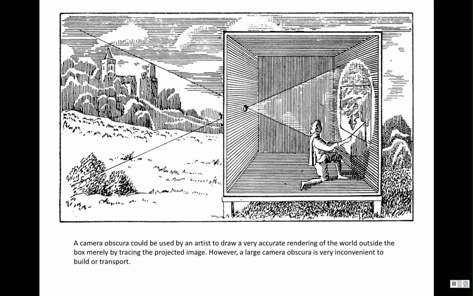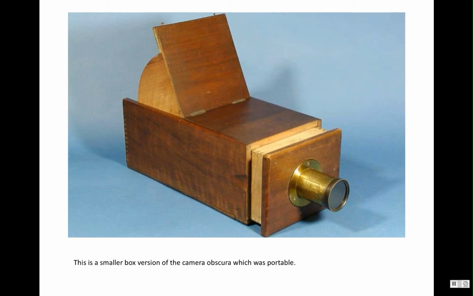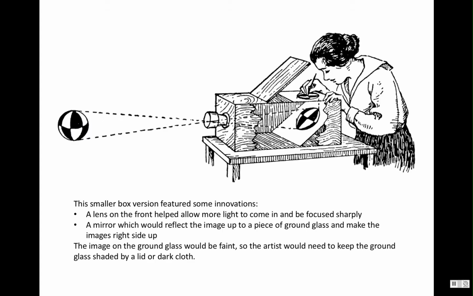But of course, this is very inconvenient, to try to bring some huge box around to different scenes or to build one. So later on, there were more portable versions. This is a small box version of a camera obscura. And the way that this worked was that there was a lens on one side of this box. The box kept out the light from the inside.